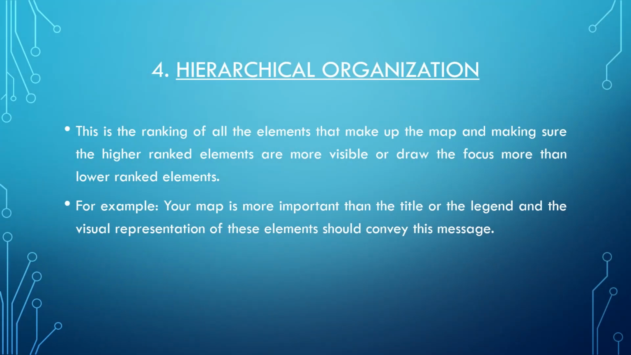Hierarchical organization. This is the ranking of all the elements that make up the map and making sure the higher ranked elements are more visible or draw the focus more than the lower ranked elements. For example, your map is more important than the title or the legend, and the visual representation of these elements should convey this message.